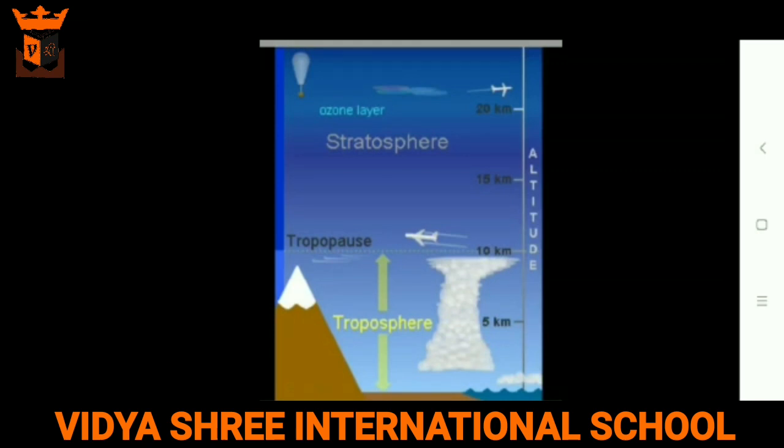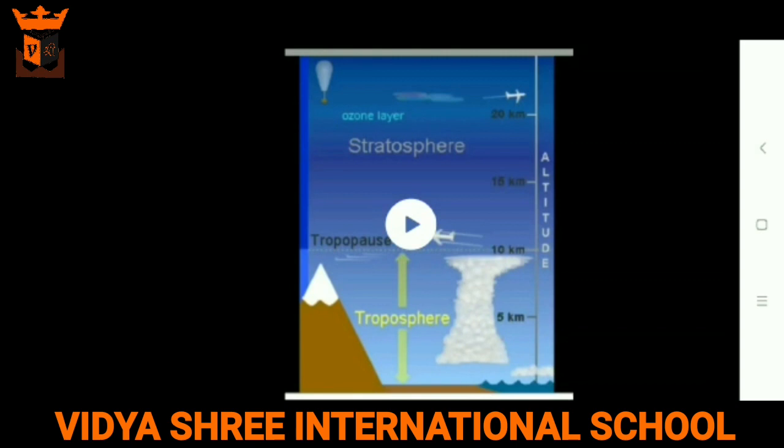Let's learn about the first layer, that is the troposphere. Beta, this is the most important layer of the atmosphere. Its average height is 13 kilometers and the air we breathe exists here. Almost all the weather phenomena like rainfall and fog occur in this layer only. Understood?